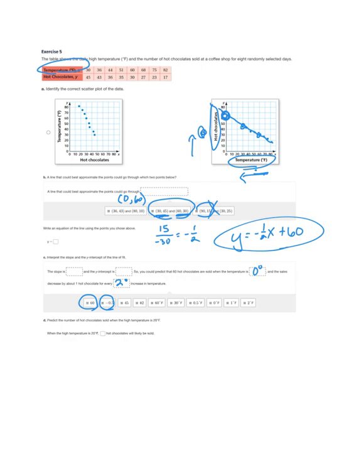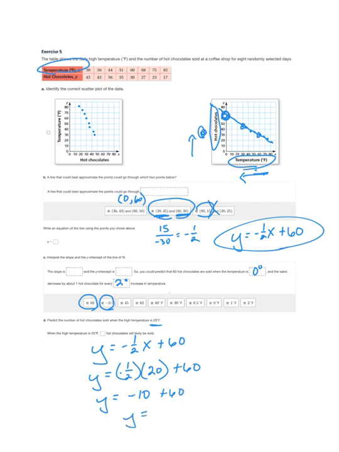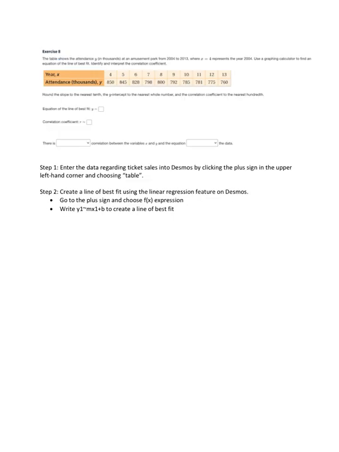And then we can predict the number of hot chocolates sold when the high temperature is 20 degrees. So we have our equation y equals negative 1/2 x plus 60. We're going to use positive 20 as our x value. So that's y equals negative 10 plus 60. We would expect to sell about 50 hot chocolates if the temperature was 20 degrees.